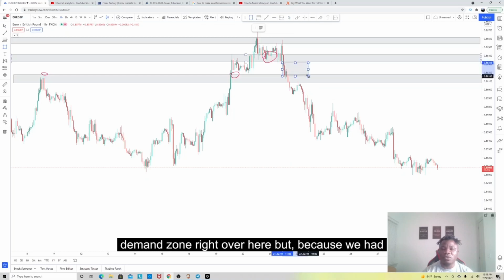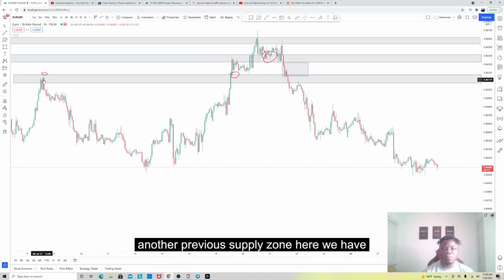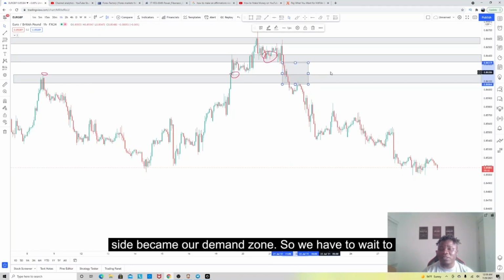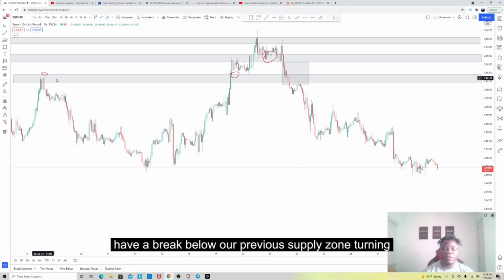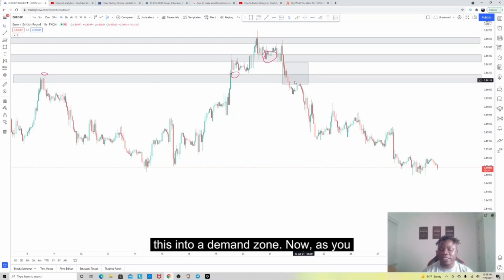Finally we had a break below our demand zone right over here, but because we had another previous supply zone here, we have to wait, because this side became our demand zone. So we have to wait to see what price is going to do, if we're going to have a break below our previous supply zone, turning this into a demand zone. And as you can see, we have that breakout here. Once you have the breakout, you wait for a retest. Then after the retest, you can actually get in that trade.